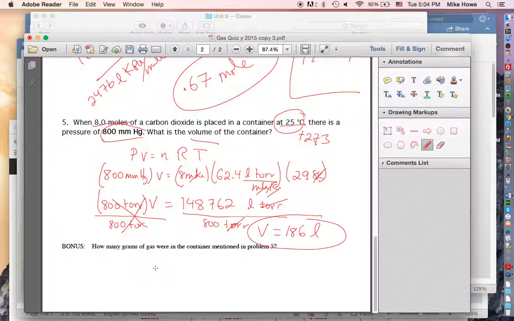If you want to try doing the bonus, you know that you had 8 moles of carbon dioxide. Moles go on the bottom, grams on the top. 1 goes in moles. 12 plus 16 times 2 gives us 44 grams per mole. So our final answer would be 352 grams, and that would have gotten you 2 bonus points. So there you have it, the quiz.